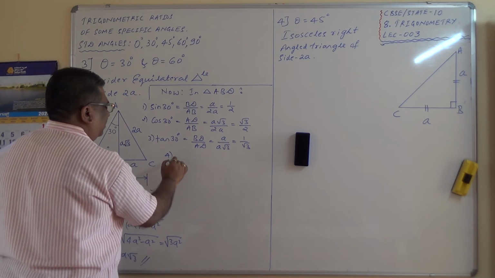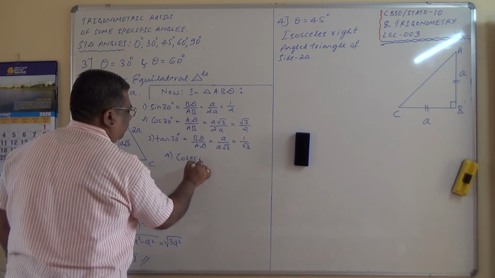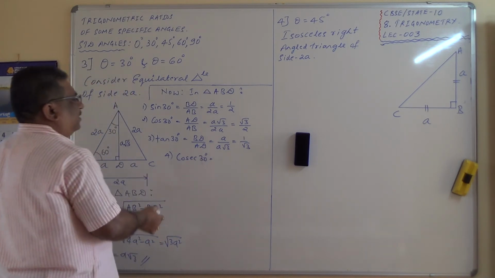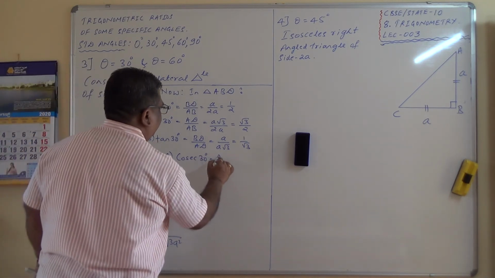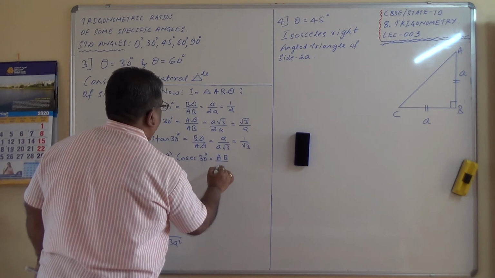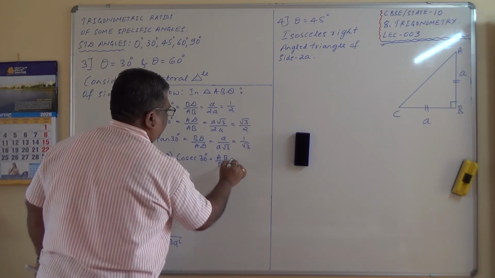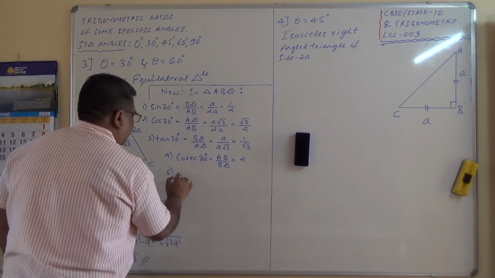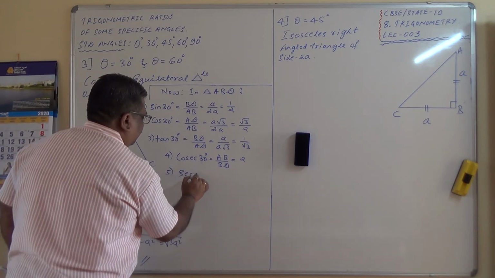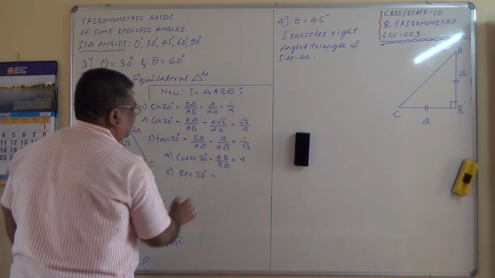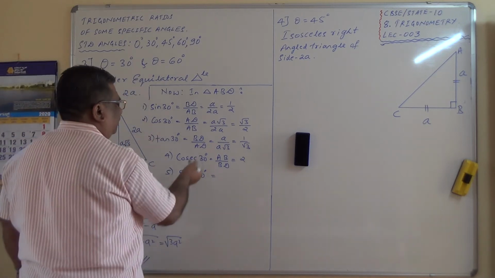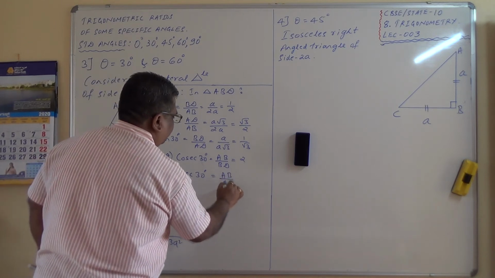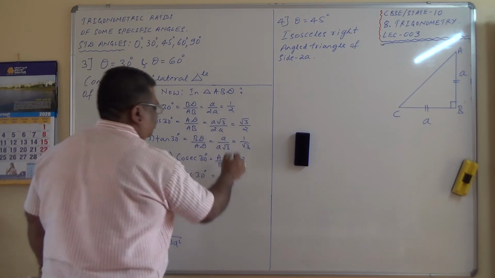Fourth one, cosecant 30 degrees is the reciprocal of sine, AB by BD, which is 2. And fifth one, secant 30 degrees, secant is the reciprocal of cos, AB by AD, which is 2 over root 3.